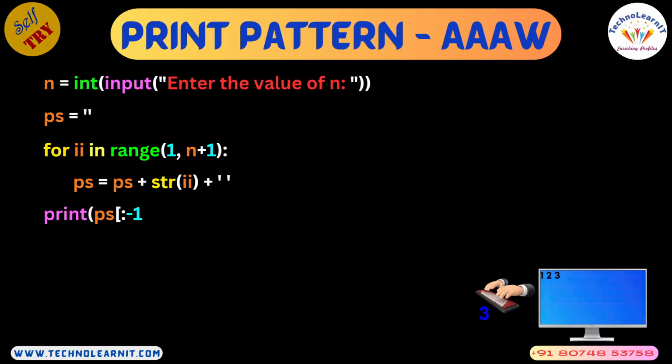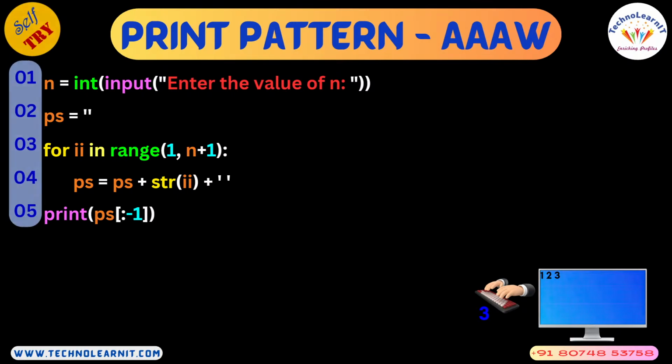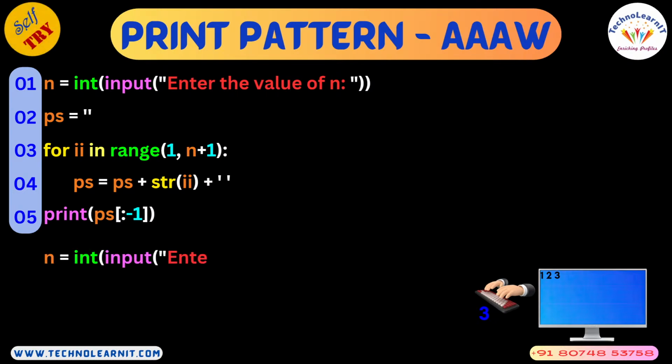where you have to get rid of the last extra space, for which you can eliminate the last character in your string and print the rest of it. So for that you can use this, print ps of colon minus 1. Using these 5 statements, you can generate this print pattern. If you are not allowed to use string related functions like concatenation and all, this is a second approach.